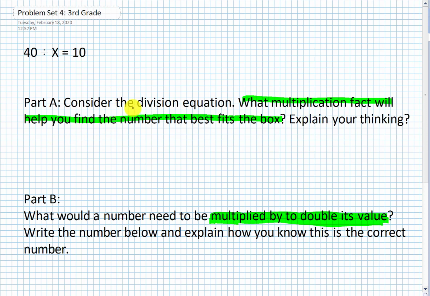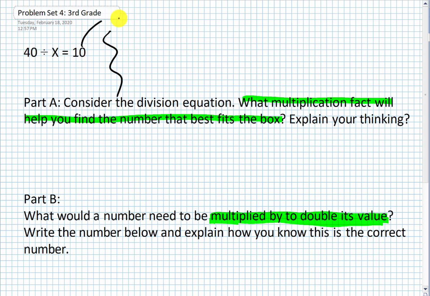So consider the division equation. What multiplication fact will help you find the number that best fits the box? Explain your thinking. So when I see 40 divided by a missing number equals 10, my mind immediately goes to the fact family that involves 40, 10, and our missing number.